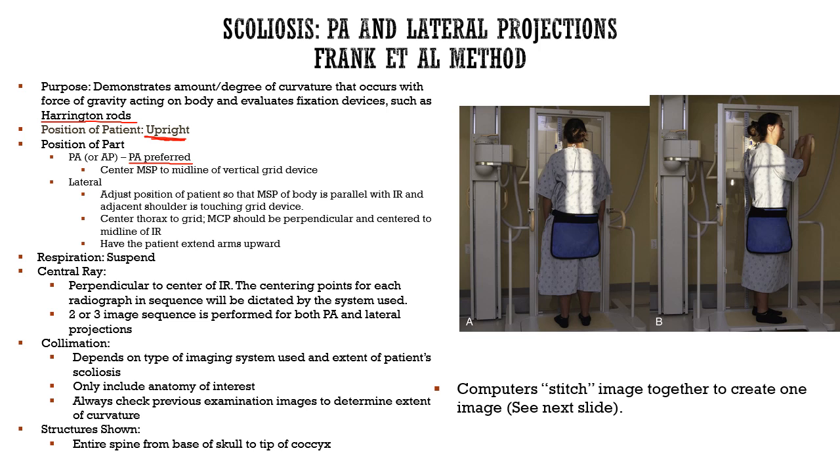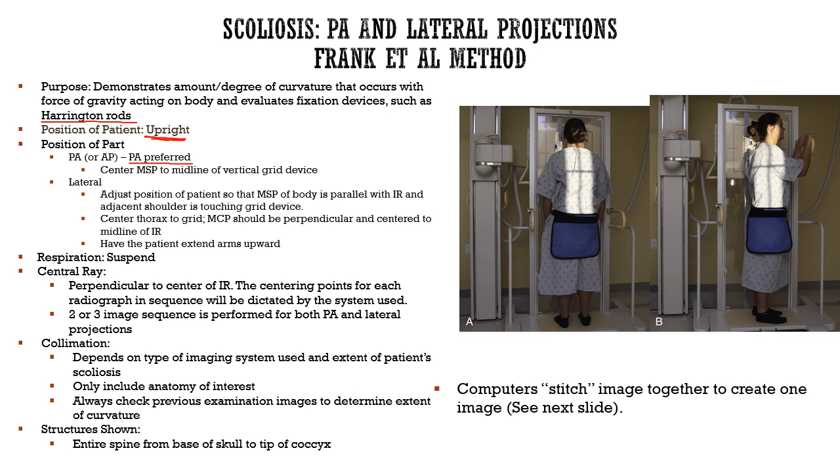Actually, it's only 1% of the dose that would be received on the AP projection. We want to center the mid-sagittal plane to the midline of the vertical grid device. In the lateral projection, we're going to adjust the position of the patient so the mid-sagittal plane is parallel with the IR and the patient's shoulder is touching the grid device. And so we're going to center the thorax to the grid. The mid-coronal plane should be perpendicular and centered to the midline of the image receptor.